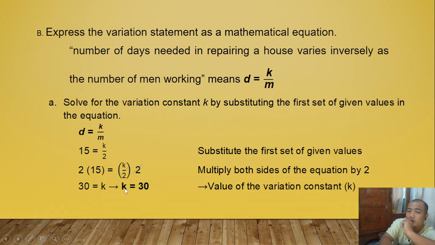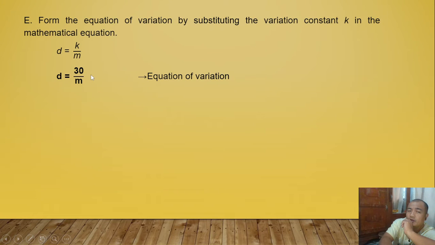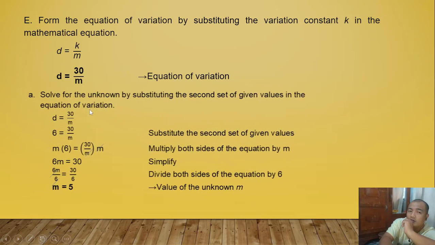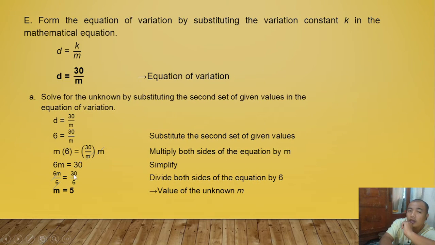This is now the equation of variation, and then we will substitute K by 30 here in the equation. D equals 30 over M will be our equation of variation, and from this equation we can now solve for the unknown. The unknown is M. How many men are needed to repair the house in 6 days?